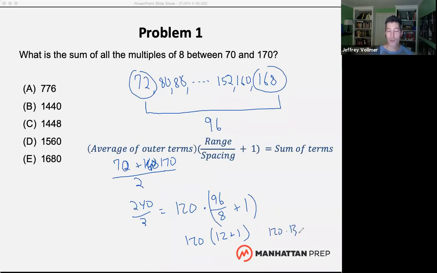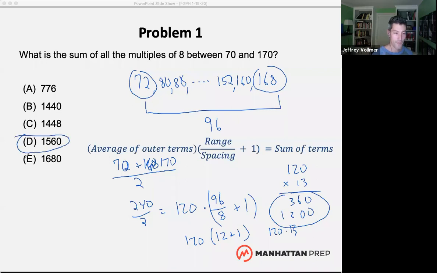I think at this point you could probably just sketch this out the old-fashioned way. It's been a while since I've done this. 3 times 0 is 0. 3 times 2 is 6. 3, 1, 0, 2, 1. Add that up and it should be 1560, which is answer D. There we go.